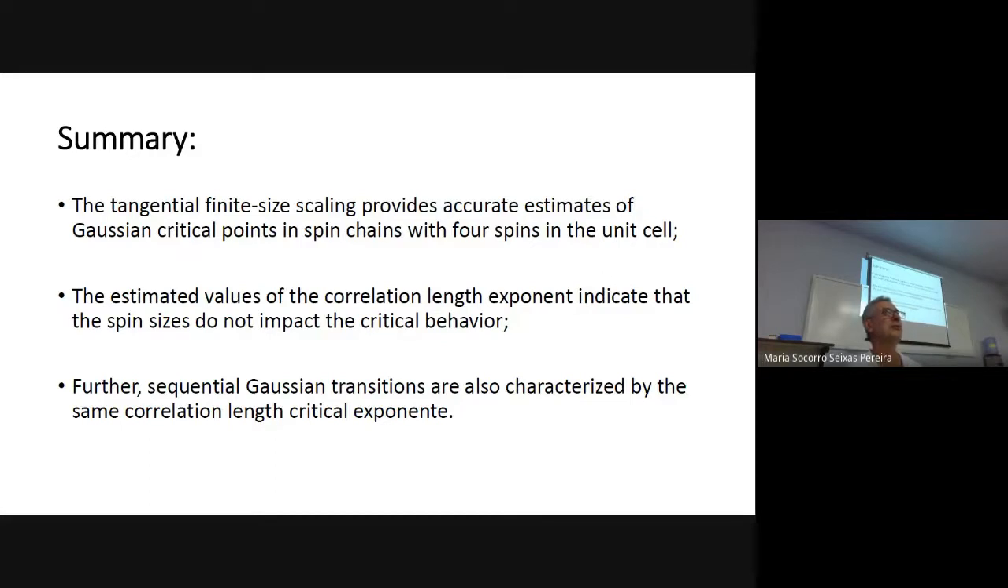It would be interesting to see, for example, in the model that Professor Rodrigo showed to us, that has two Gaussian phase transitions, if they have the same critical exponents, and what happens when these two phase transitions merge at a single critical point. It would be very interesting to look at it together with me. And with that, I end, and thank you again for your attention.